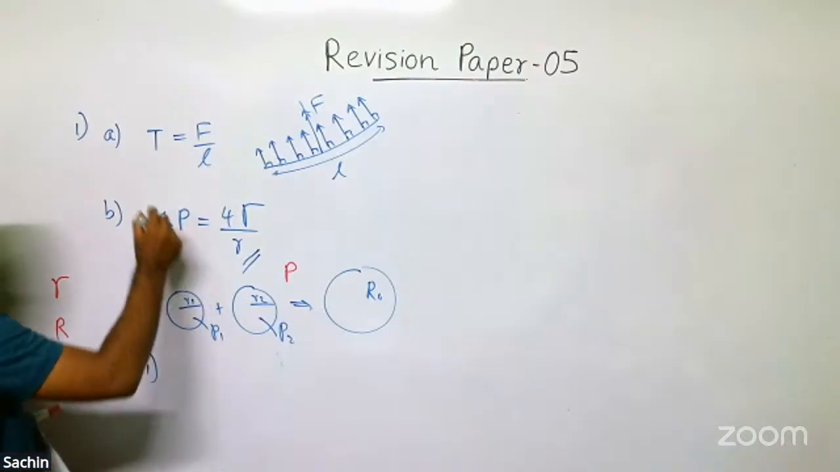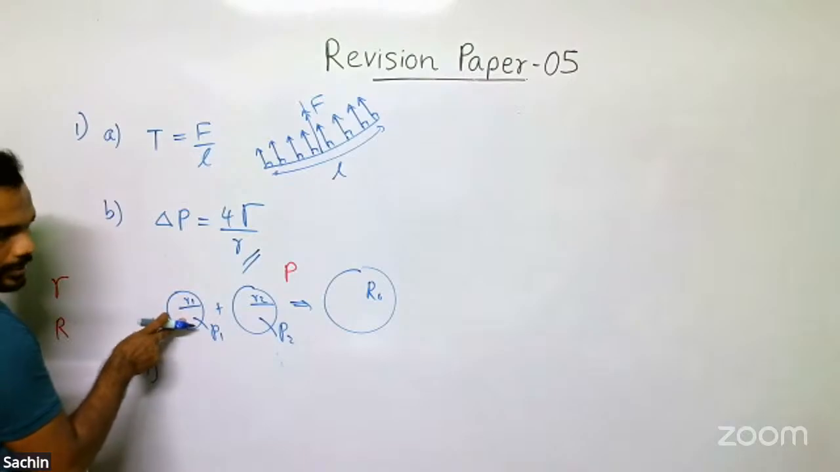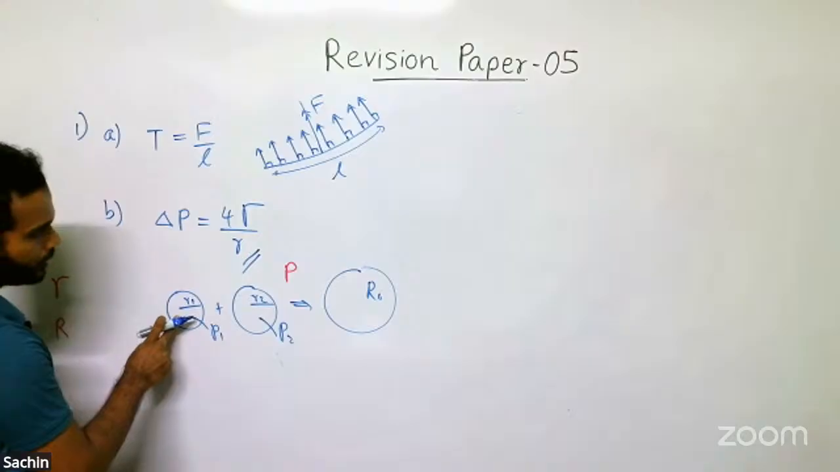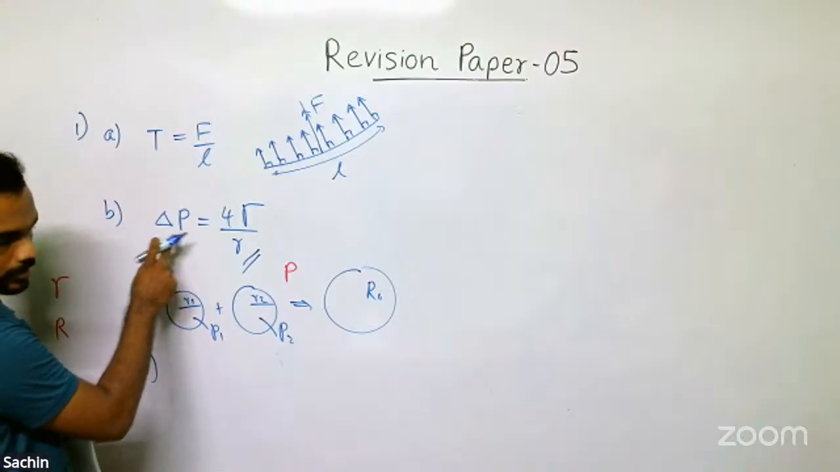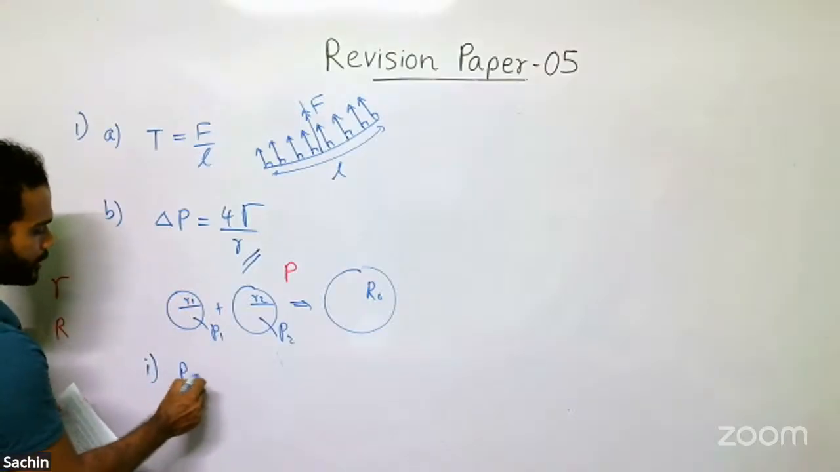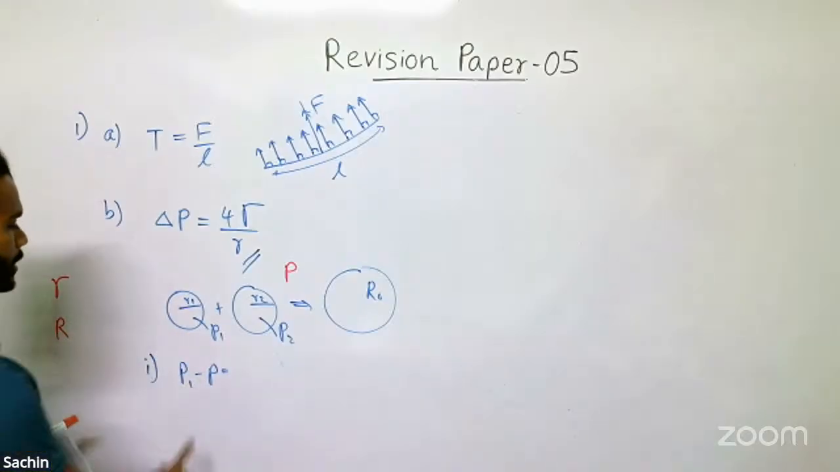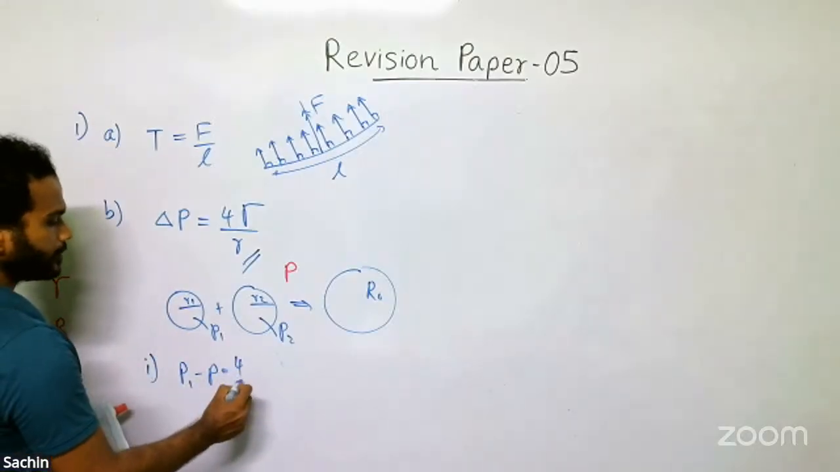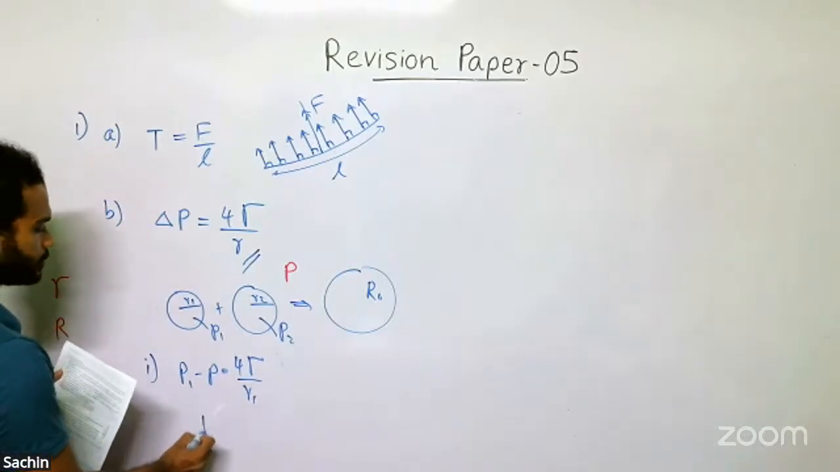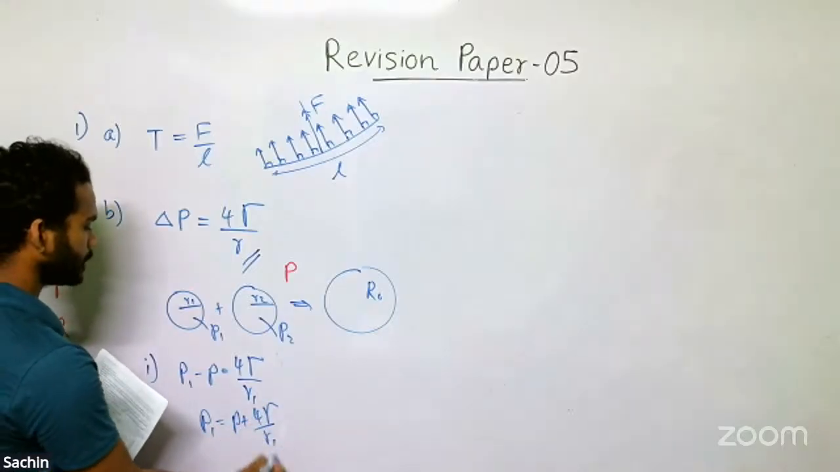So the equation is for the pressure difference. Obviously, we know the pressure inside is the highest pressure. Compared to the external pressure, the pressure inside is high. So when you're taking the pressure difference, you should subtract from the higher pressure, that is the pressure inside. So P1 minus P, if you apply the equation for the first bubble, P1 minus P, the excess pressure, should be equal to 4 times gamma divided by radius R1. So P1 should be equal to P plus 4 gamma over R1.